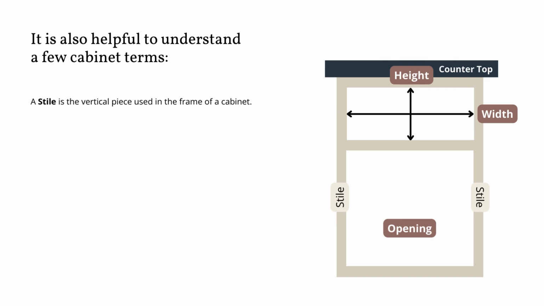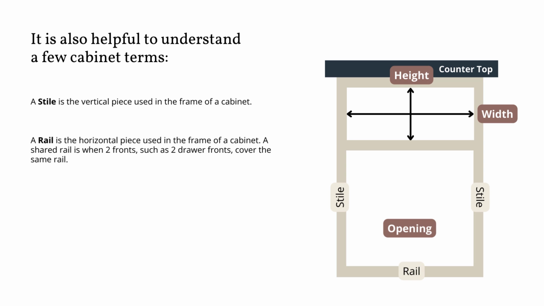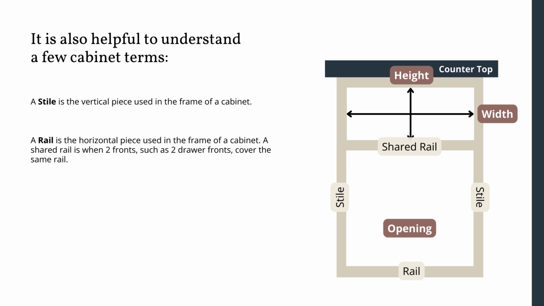A stile is a vertical piece used in the frame of a cabinet. A rail is the horizontal piece used in the frame of a cabinet. A shared rail is when two fronts, such as two drawer fronts, cover the same rail.